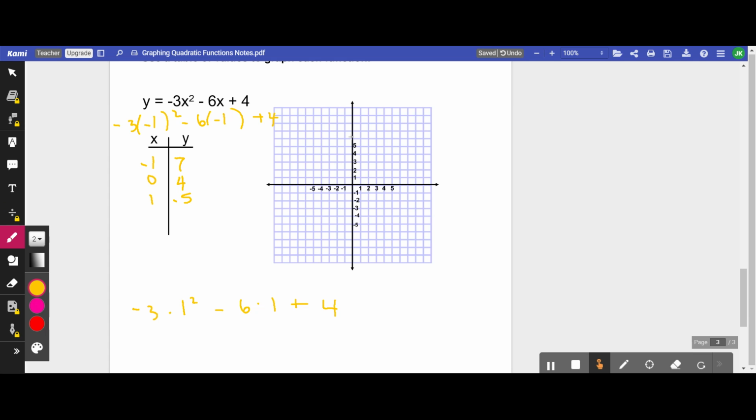And then you can graph these points next to see what you should sub in next. So negative 1, 7 would be up here. 0, 4 would be on your axis here. 1, negative 5 would be down here. And then to figure out what x values you should sub in next, the coefficient of your x squared term is negative, so that means your parabola would be opening downwards here. Kind of like this.